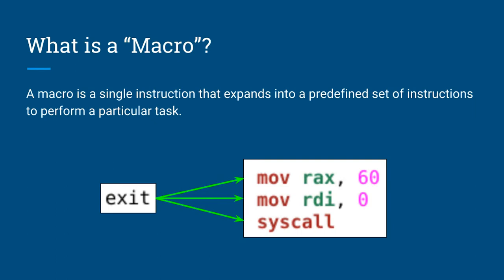What is a macro? A macro is a single instruction that expands into a predefined set of instructions to perform a particular task. For example, if I write the instruction exit, you might see the word exit in my code. When the program's actually compiled, that gets automatically converted into those three lines of code: mov rax, 60, mov rdi, 0, and syscall. So the exit is automatically expanded into a predefined set of instructions to perform the task of exiting.